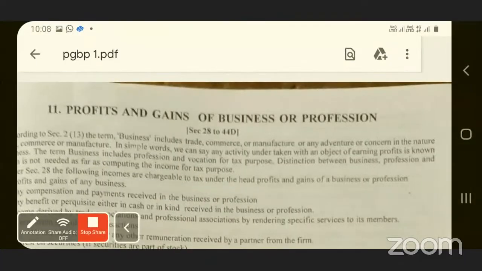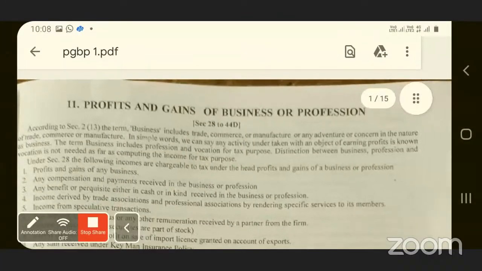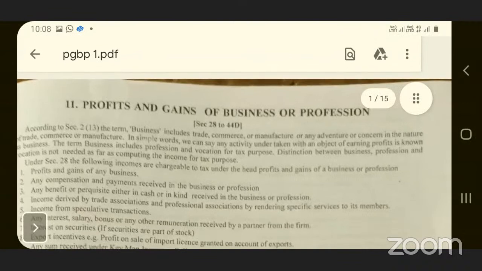Profit and gains of business or profession. In this, whatever profit or gains arise out of business or profession are computed under this head. Section 2, subsection 13 defines clearly the term business.